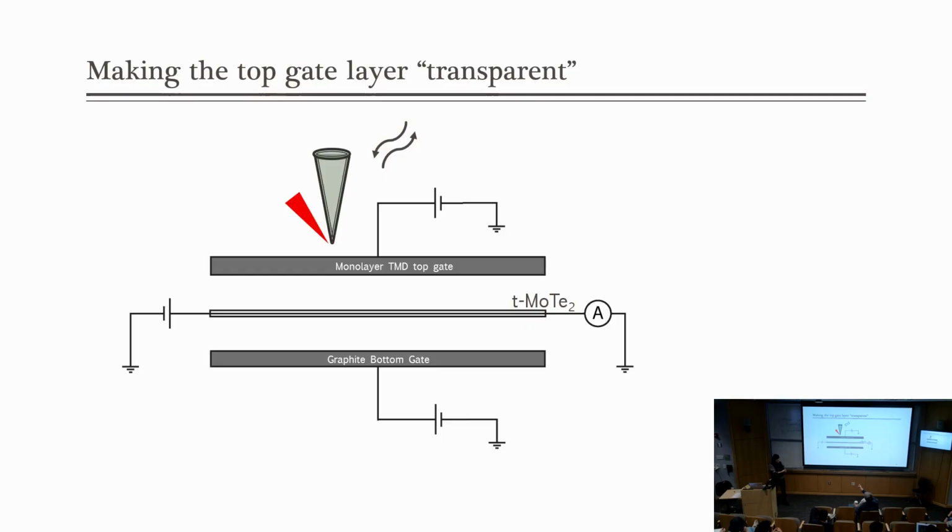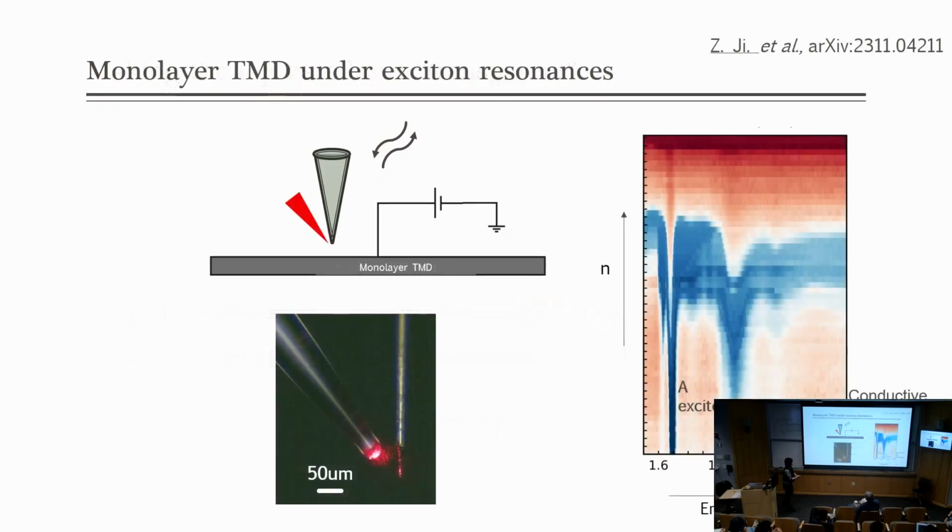What happens with the reflection from the bottom gate? Yes. It goes in the same place. Or the bottom gate is also transparent.